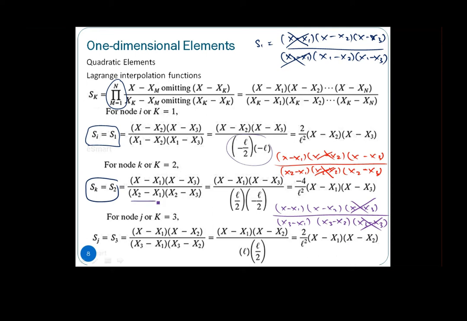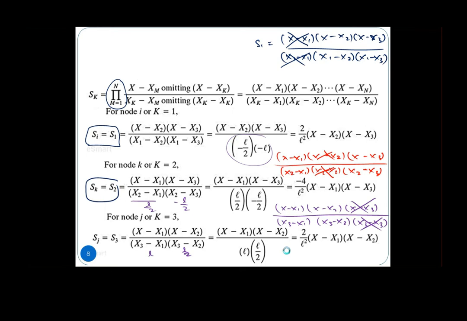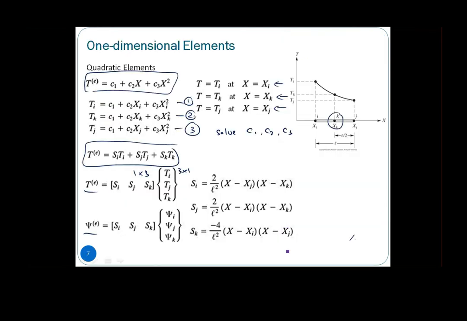For shape function 2, x2 minus x1 is L, and x2 minus x3 is negative L over 2, so we end up with negative L squared over 2. For the third, x3 minus x1 is L and x3 minus x2 is L over 2, so again we have L squared over 2 in the denominator. So we can determine our shape functions, in this case the third one.